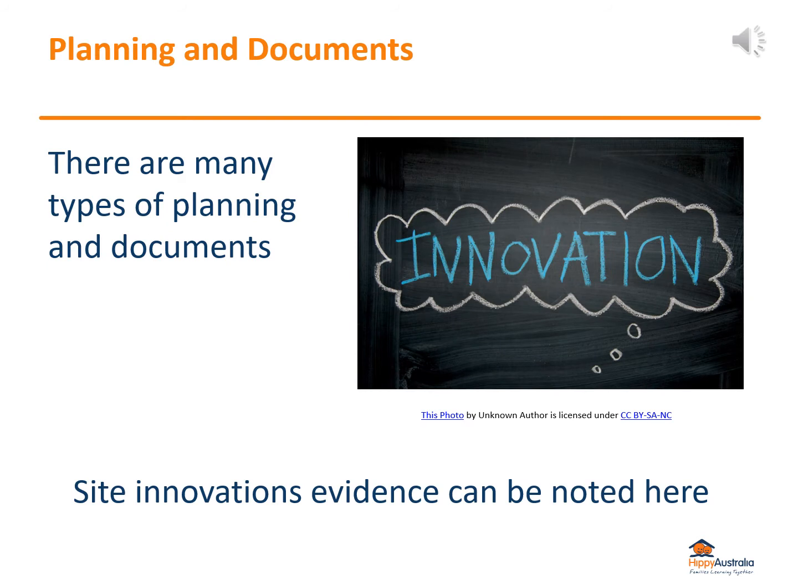There are many types of planning and documents that can be used as evidence to support a rating. The evidence list mapping has a full breakdown of the planning and document evidence. Additionally, this section is where sites can note evidence of innovations that they'd like to share with HIPPY Australia.